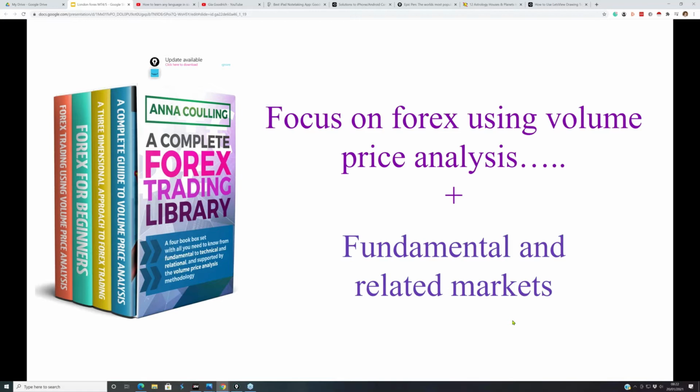So yes, we all start with the chart. We all start with an analysis of the chart, hopefully with volume price analysis. There are 5 elements to VPA, but price action and volume do not move in a vacuum. You have to place the chart within the context of what is going on in the background in terms of related markets, but also what's coming up with fundamental news releases.